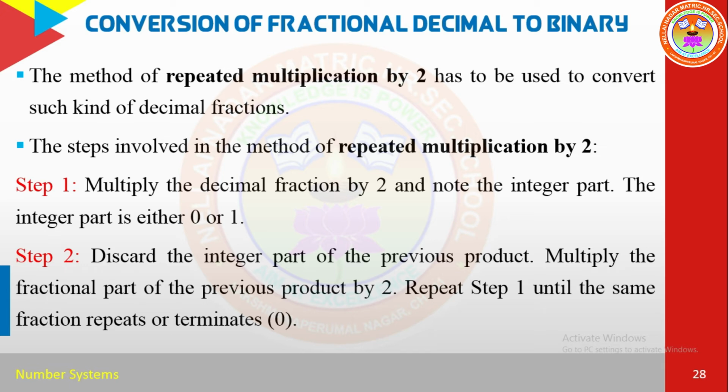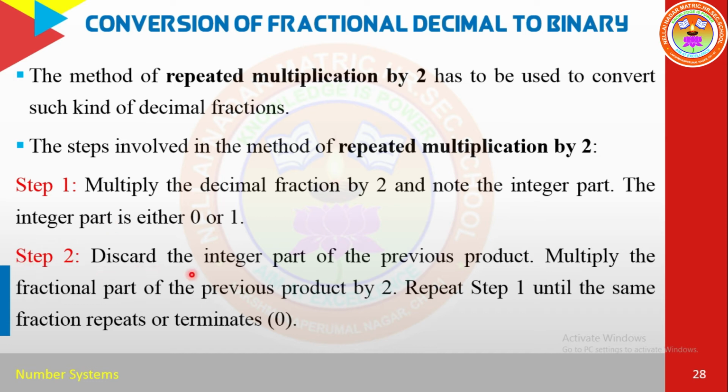All right, so the steps involved in the method of repeated multiplication by 2: we have to follow 2 steps. Number 1, multiply the decimal fraction by 2 and note the integer part. We have an integer part and fraction part. So note the integer part. Then the integer part is either 0 or 1. Okay, you just consider the next step.